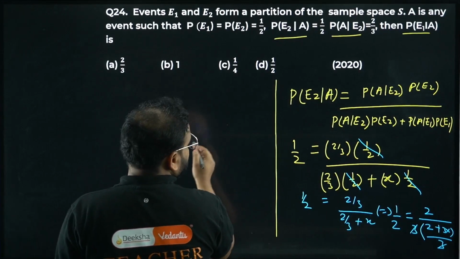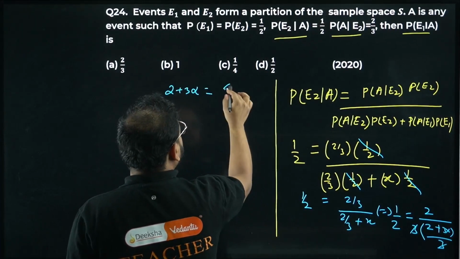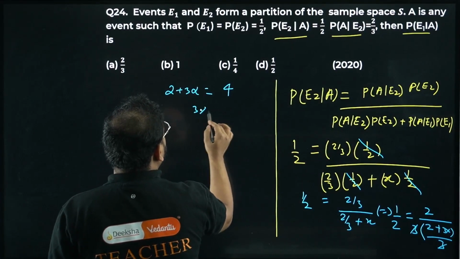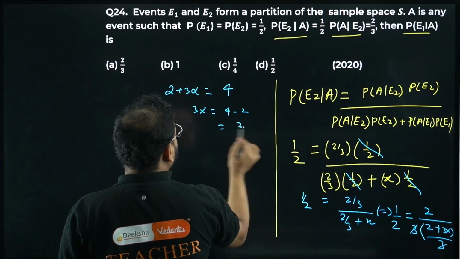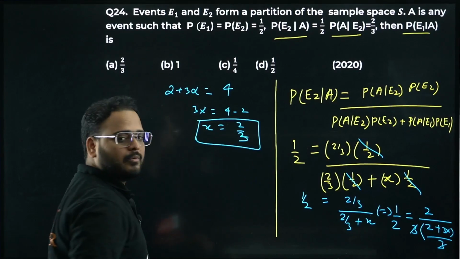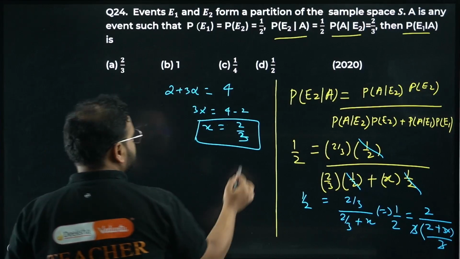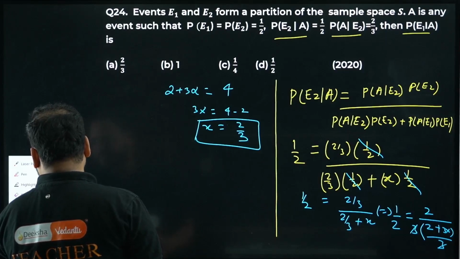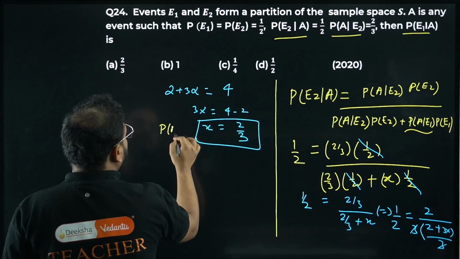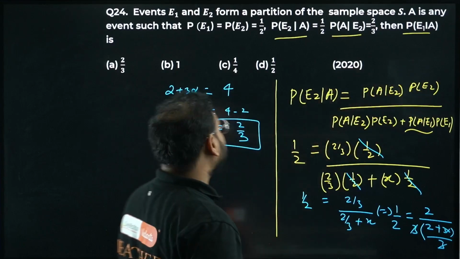Cross multiply: 2 plus 3x equals 4. 2 plus 3x into 1 is 2 plus 3x, 2 into 2 is 4. So 3x equals 4 minus 2, which is 2, and x is 2/3. Is that visible? This is clear. This x is P(A|E1), but I'm looking for P(E1|A), so again I have to use Bayes theorem one more time.